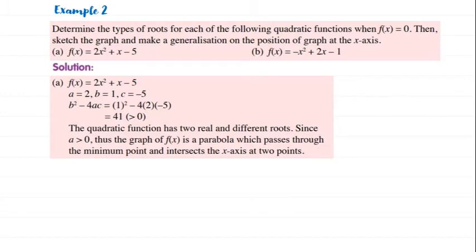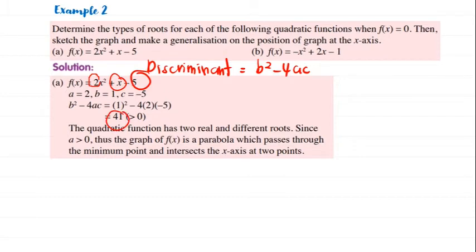Okay, you need to remember that if you want to do this question, the discriminant is equal to b squared minus 4ac. So you have to observe the types of the roots, and then you can know how to sketch the graph. Given here a is 2, b is 1, and c is -5. Put into the formula b squared minus 4ac, we can see that the answer is 41. 41 is more than 0.